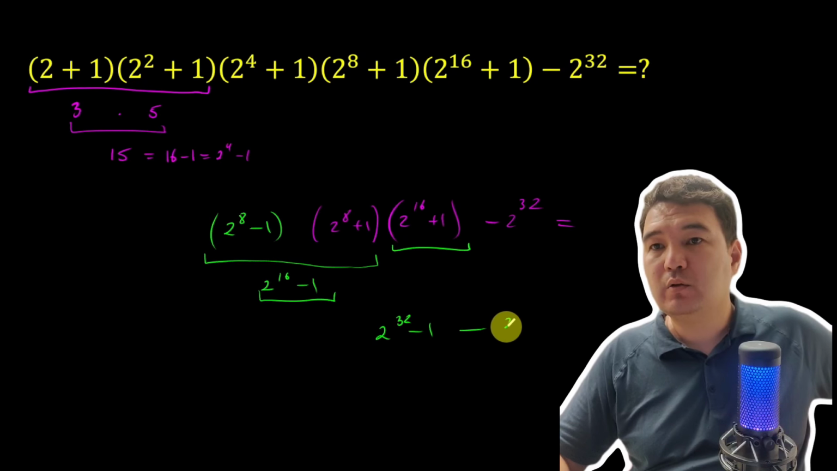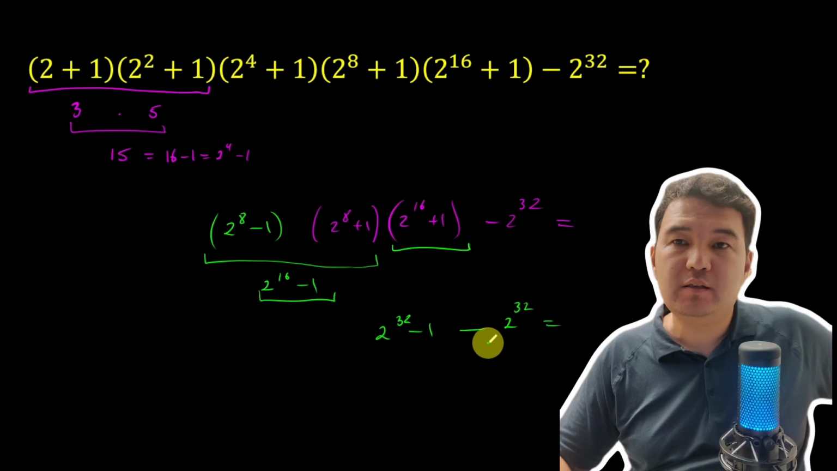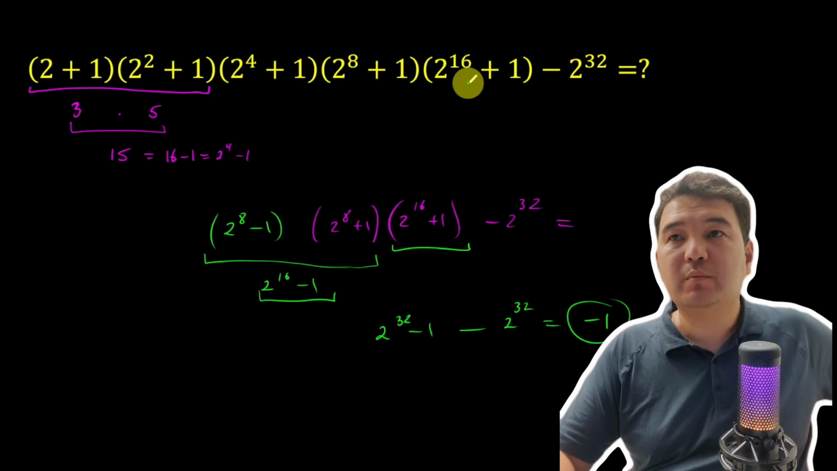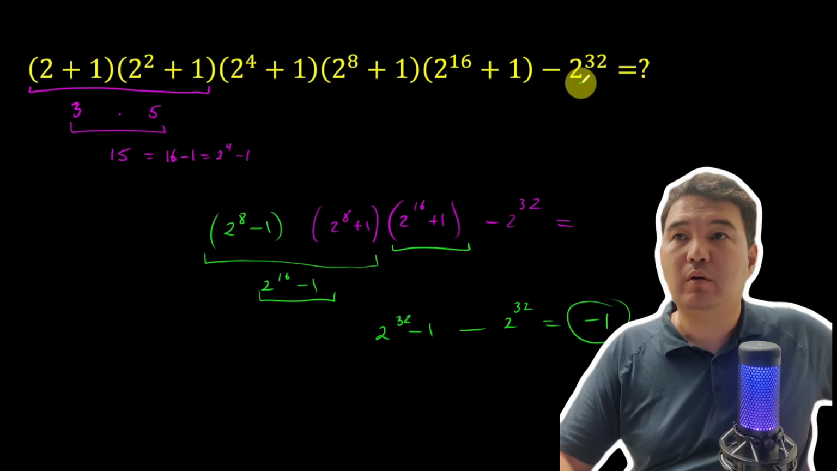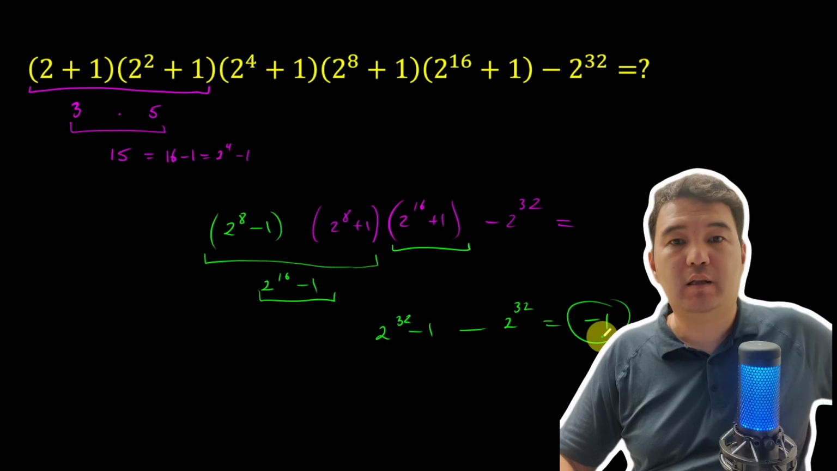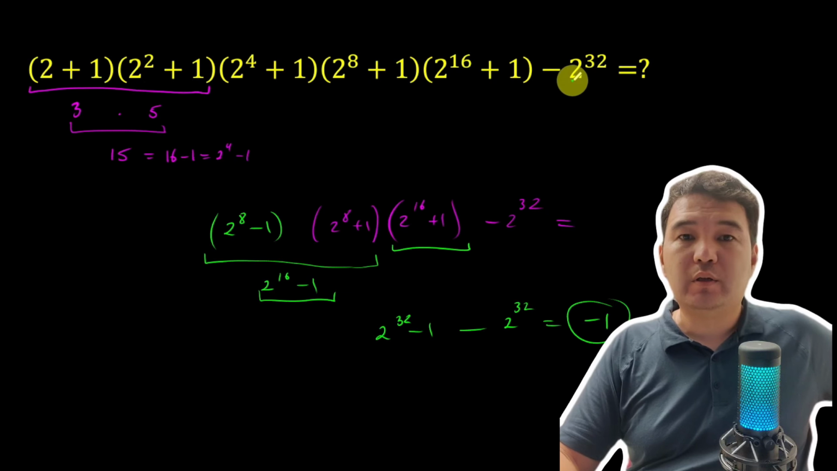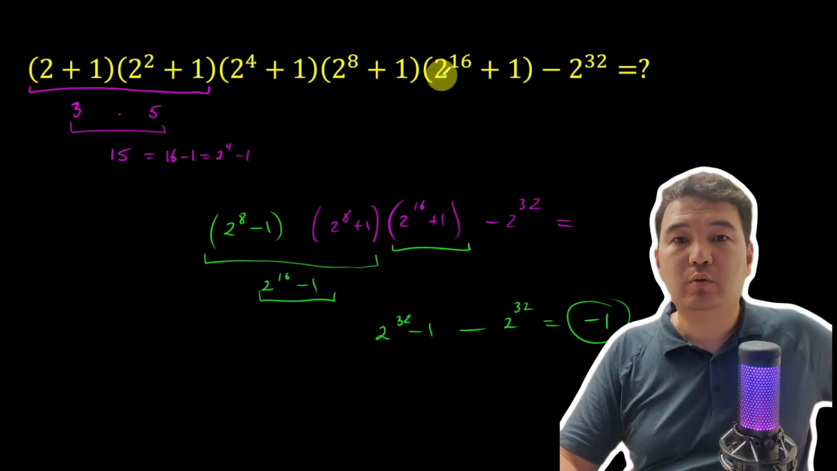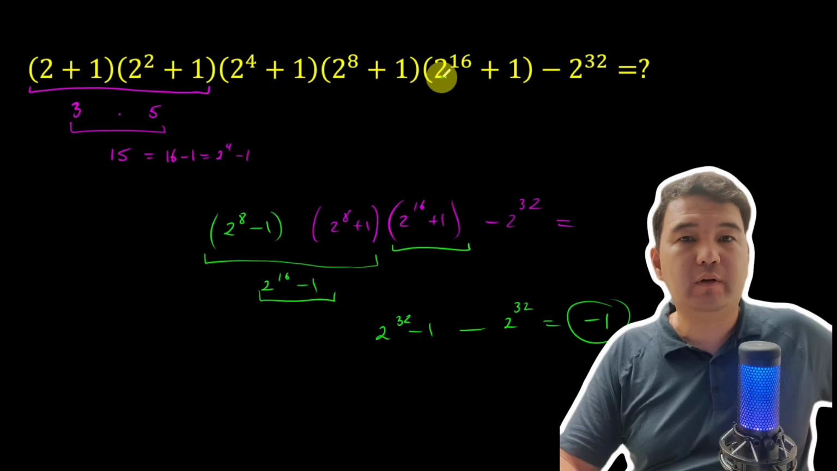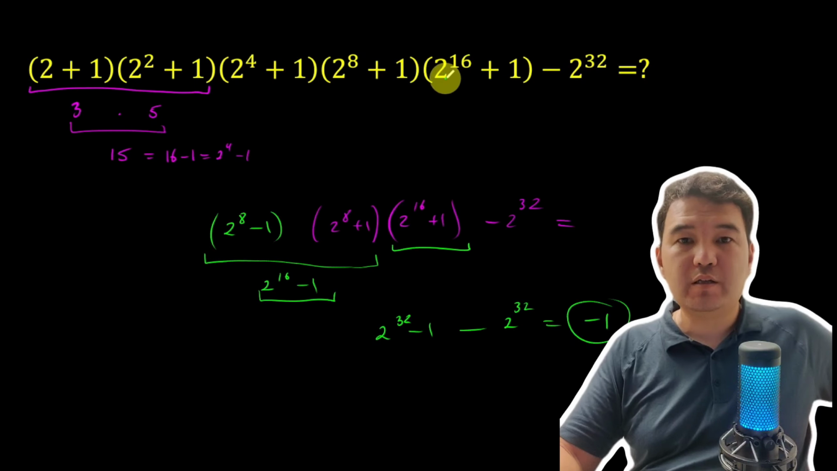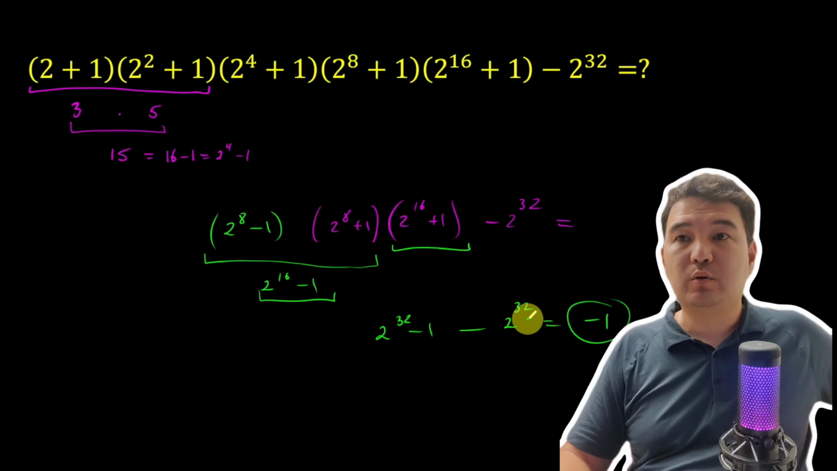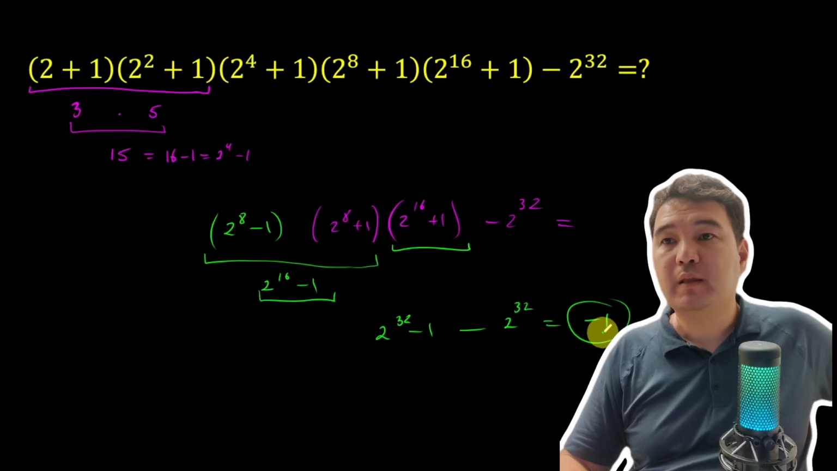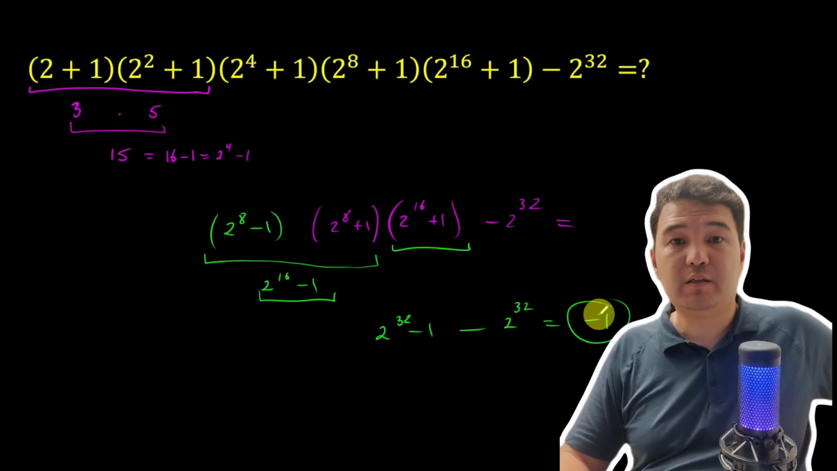Subtract 2 to the power 32. And this difference is going to be negative 1. So if you multiply all these numbers and subtract 2 to the power 32, you'll get negative 1. It's not a good idea to take the 32nd or 16th power of 2, because this is going to be a very large number. Calculations with those large numbers are not going to be very easy. That's why simplifying it in this way and getting this negative 1 is much more effective.